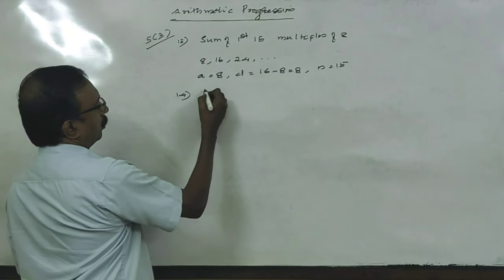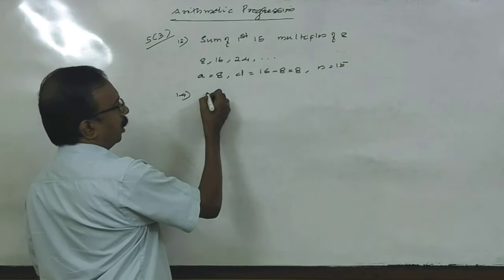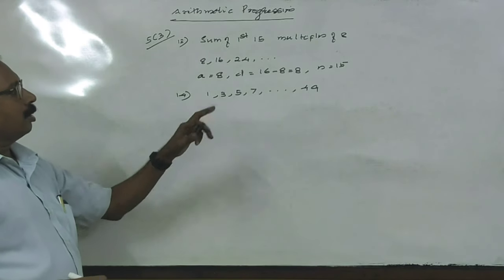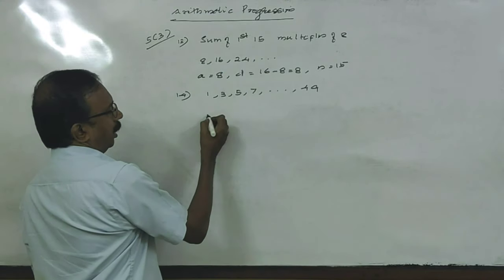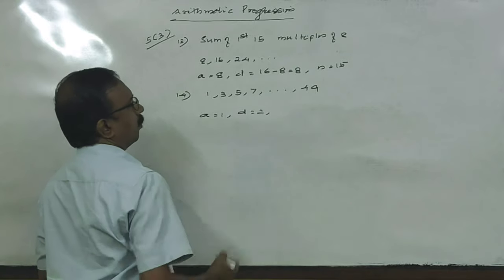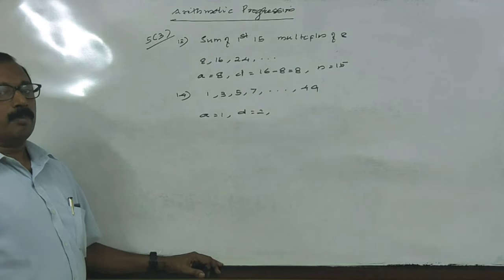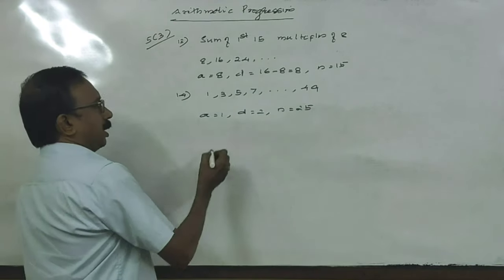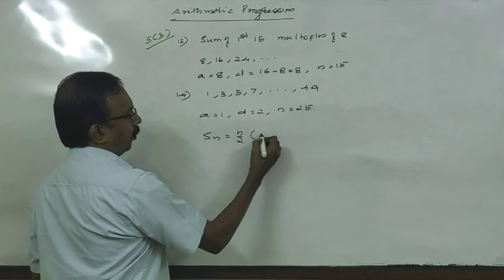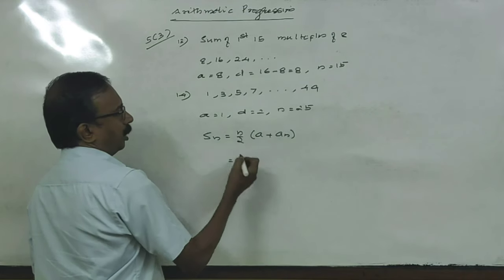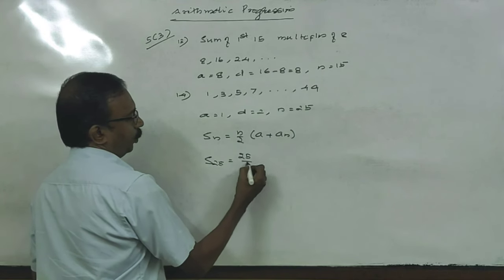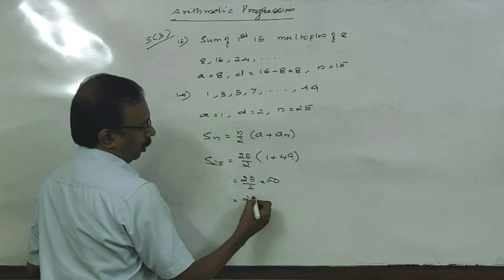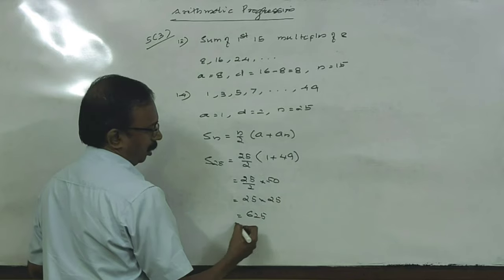The odd numbers between 0 and 50 are 1, 3, 5, 7, etc. Here a is equal to 1 and d is equal to 2. Between 0 and 50 there are 25 odd numbers, so n is equal to 25. S n is equal to n by 2 into a plus l, where l is the last number. So S 25 is equal to 25 by 2 into 1 plus 49, that is 25 by 2 into 50, that is 25 into 25, that is 625.